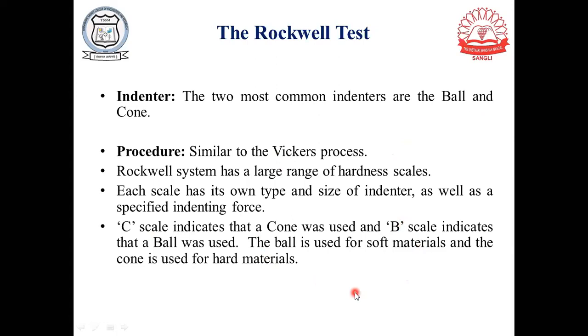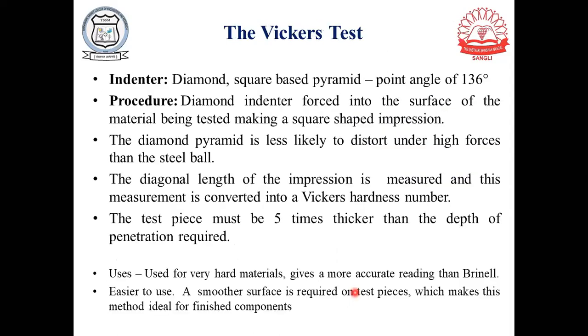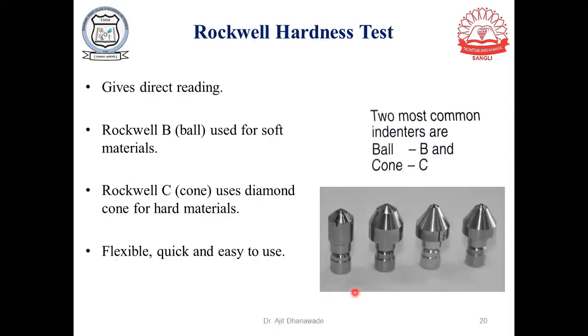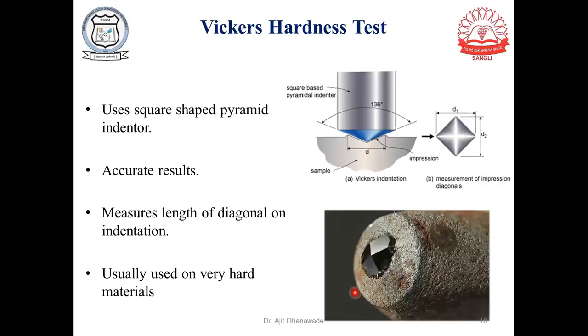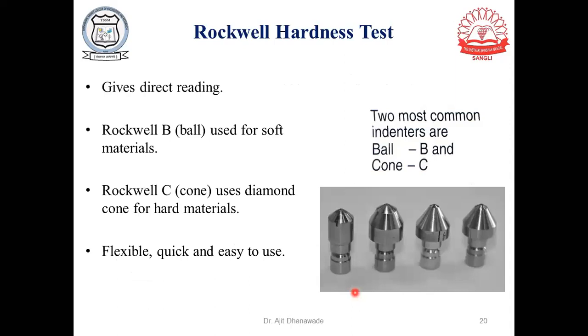This is the procedure of the Vickers and Rockwell hardness tests. All these tests have the same procedure. The only difference is the indenter. In case of the Brinell test, the indenter is ball shaped, made of hardened steel or tungsten carbide. In case of the Vickers test, the indenter is a square shaped pyramid, made of diamond. And in case of the Rockwell hardness test, the indenters are of two shapes, ball and cone. Ball is usually made of hardened steel, and cone shape is usually made of diamond.